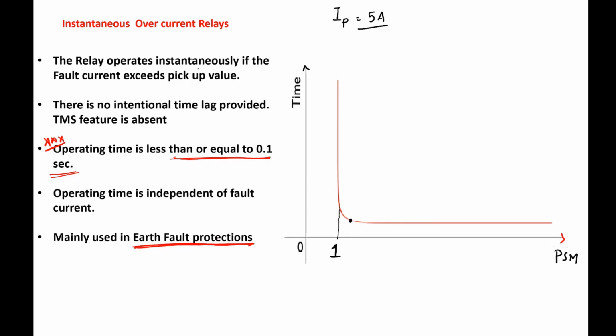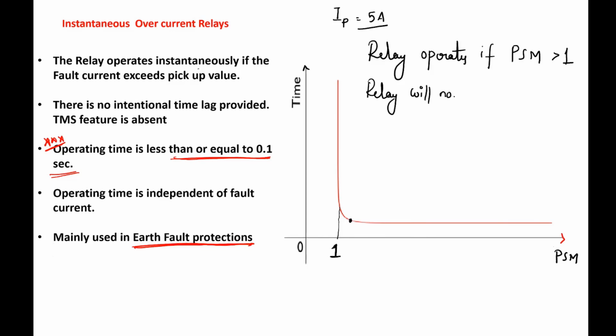So for earth fault protections, we use instantaneous overcurrent relays where there should not be any time lag. Immediately it should trip. That is the criteria. Understand? So again, if you have confusion, I am writing: any overcurrent relay operates if PSM, plug setting multiplier, is greater than 1. Relay will not operate if PSM value is less than or equal to 1.